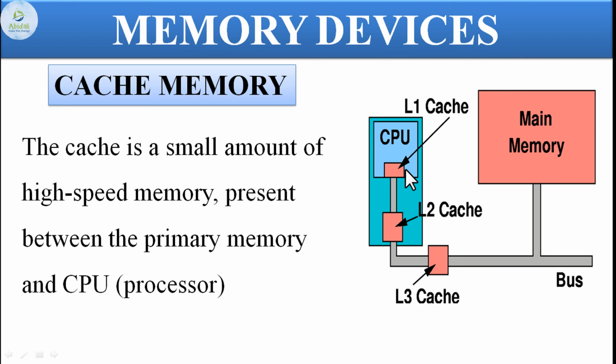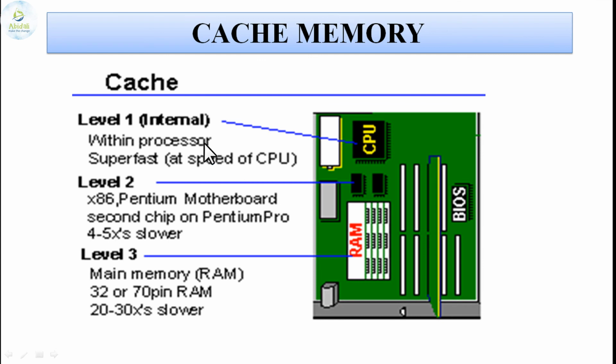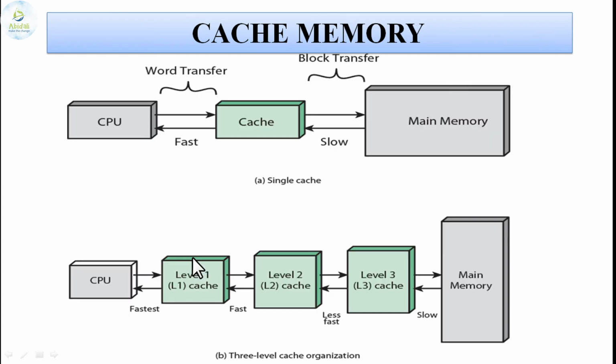There are three types: L1, which is located inside the CPU, L2 near the CPU, and L3 nearby, near the north bridge or the RAM. Cache memory is faster because the access time is very much less, since it is present within the CPU. We can consider it the fastest memory among all the memories.